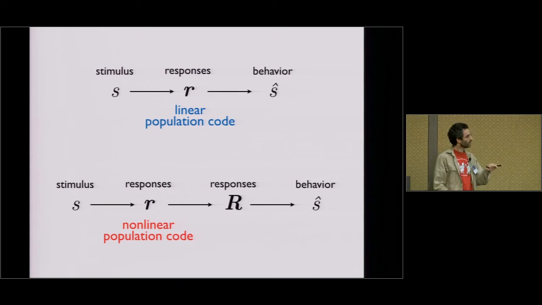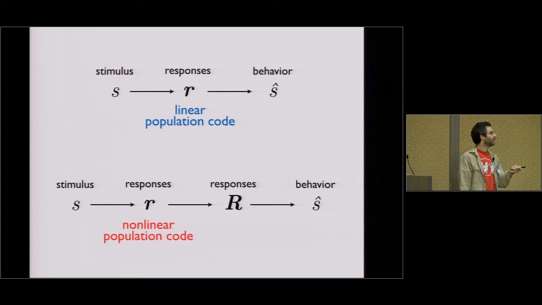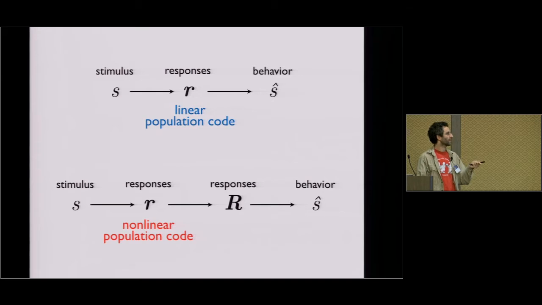So the usual way that people think about population codes, by far the dominant way, is in terms of what I'll call linear population codes. So you have some stimulus S, it generates responses R, and then somehow the brain generates some behaviors by decoding those Rs. And the fact that the relevant aspects of the behavior and the stimulus are encoded in the mean responses, this is what is going to make it a linear population code.